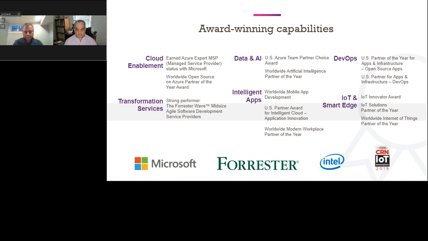Our team that does this has won all sorts of accolades. We've earned them through cloud enablement, through transformation services, so Agile and those kinds of things. We've won a bunch of awards on the data and AI from a number of partners, so Intel, Microsoft, and several others. Intelligent apps, we can develop the app itself that runs on your device itself. The DevOps journey itself and how we can take our clients from a zero DevOps experience to fully agile, fully DevOps capable infrastructure. And IoT and Smart Edge, we've won a number of awards on that side as well.